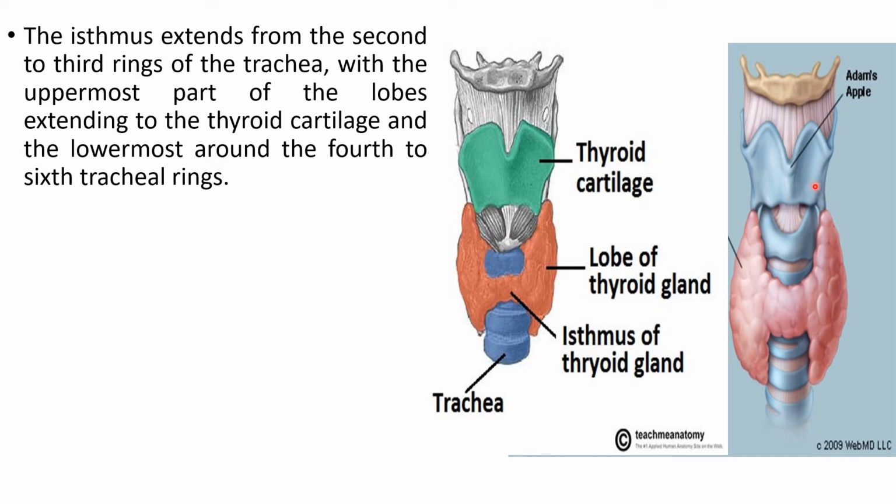This is thyroid cartilage. Then the lowermost part. This is the lowermost part on both sides. It extends around the fourth to sixth tracheal ring. This is a tracheal ring. The uppermost part extends to the thyroid cartilage and the lowermost part extends to the fourth to sixth tracheal ring.